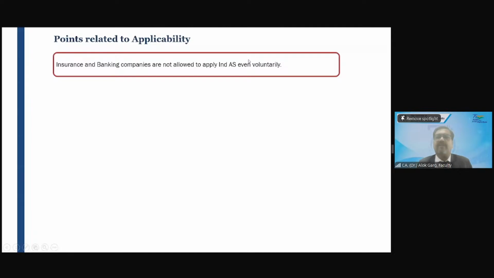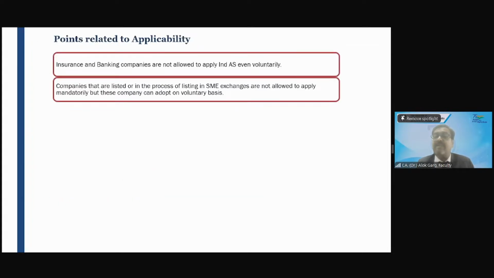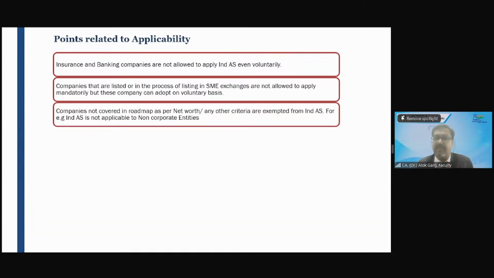Fantastic. So now quickly I will summarize points related to applicability. So my dear friends, Ind AS once applicable, it will always be applicable. Insurance and banking companies are not allowed to apply Ind AS even voluntarily. Companies that are listed or in the process of listing, which are filing their DRHP, have to apply Ind AS. But companies in the process of getting listed on the SME stock exchange, or listed on the SME stock exchange like NSE Emerge, Ind AS is not mandatorily applicable. They can apply on a voluntary basis.